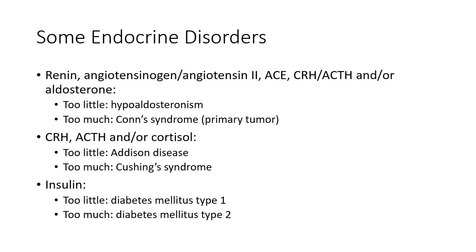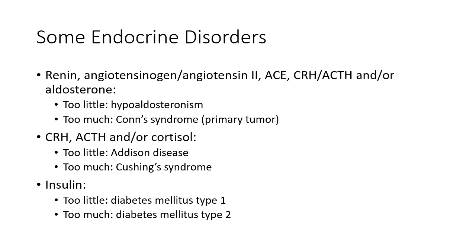If you have a problem with cortisol, it could either be too much or too little. If you have problems with CRH or ACTH, those are also going to cause problems with cortisol or the other glucocorticoids. The most common cause of having too little is Addison disease. The most common cause of having too much is Cushing's syndrome.